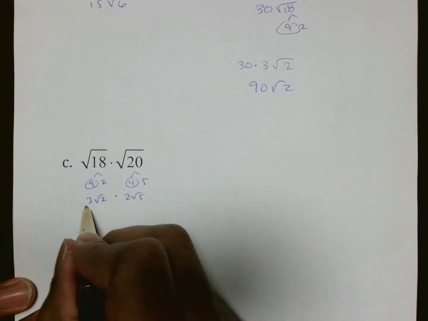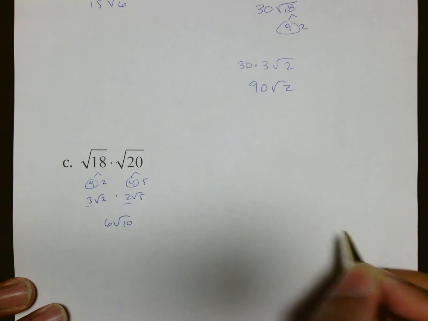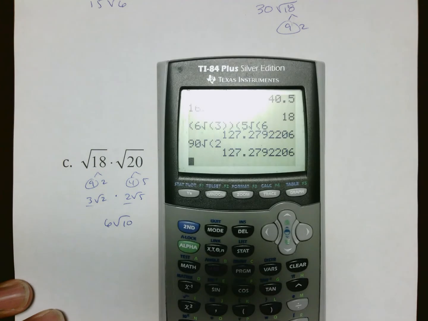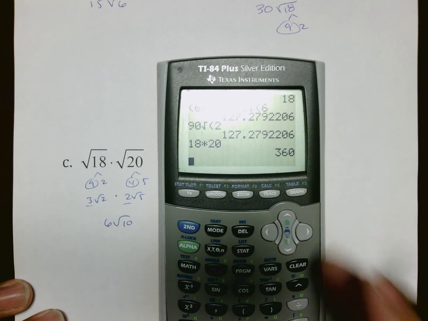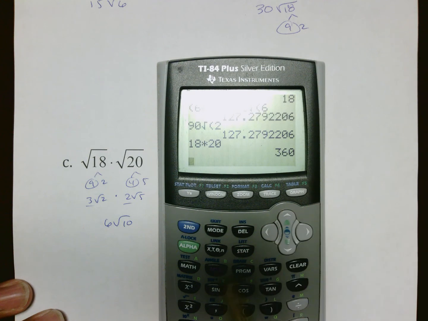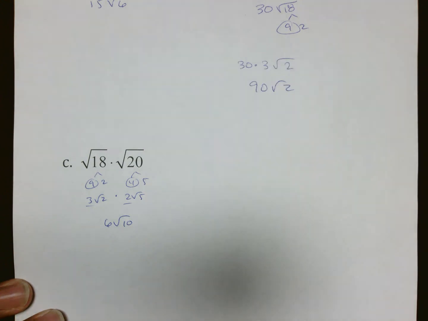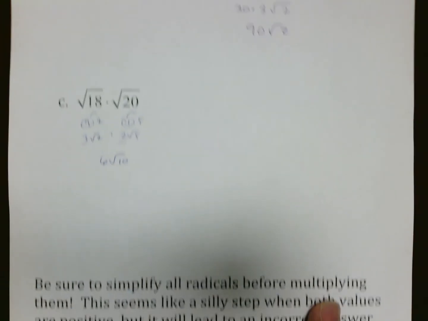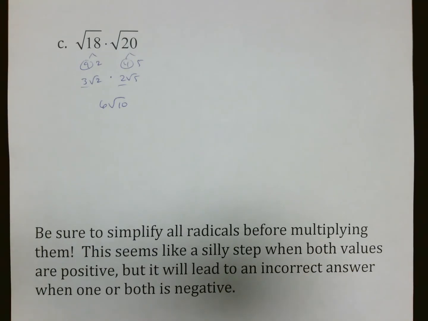And then in the end, you end up with 6 root 10. Now again, you could have easily done 18 times 20 because they're both on the inside. And then you could have broken down 360 by seeing it as 4 times whatever, 9 times whatever, and then broken it out from there. Either one of those ways works, but I will give you the advice for i's that you want to make sure you simplify before multiplying.